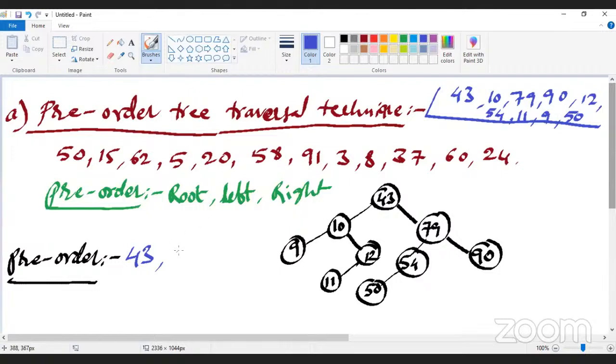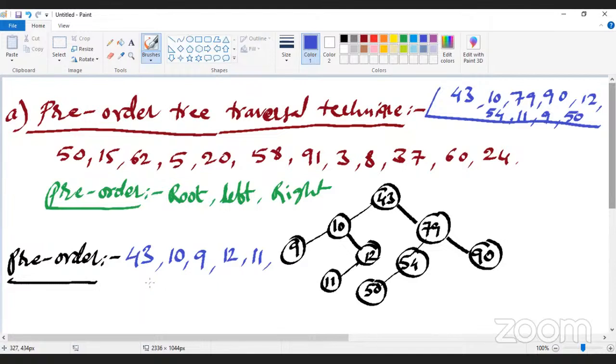10. We have to go to the left subtree. In the left subtree, we have to take the root again. 10. Next, again 9. Next, 12. Root is 12. Left is over. Next, again the right subtree. In the right subtree, the root has to come first. 12. Next, 11. 11.